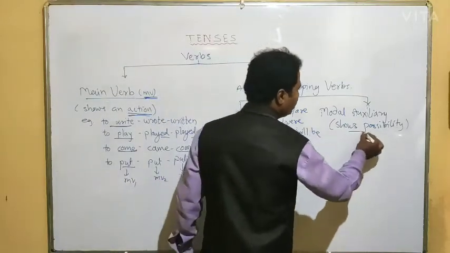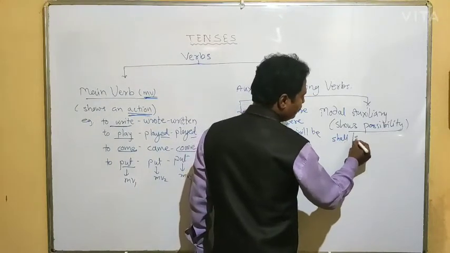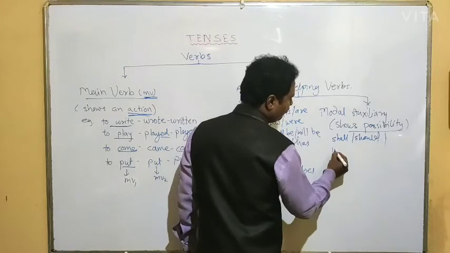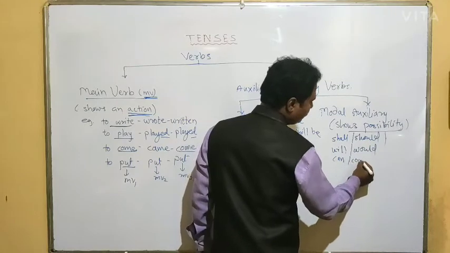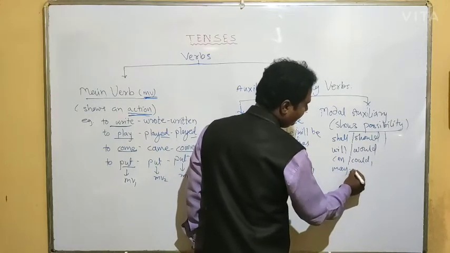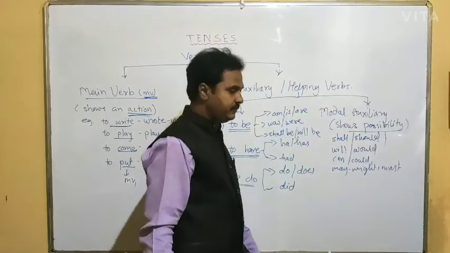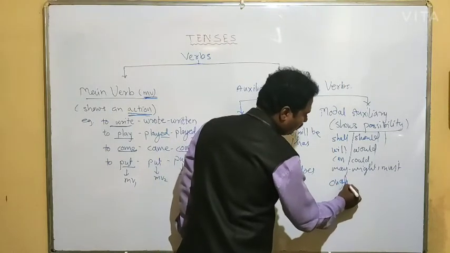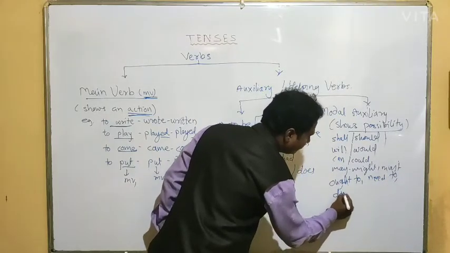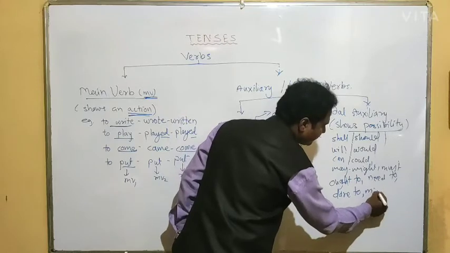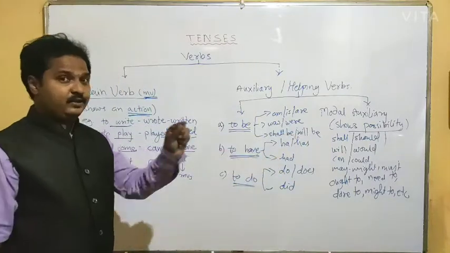And modal auxiliary shows the possibilities. For example, shall, should, will, would, can, could, may, might, must, ought to, need to, dare to, etc. I am taking your short revision.